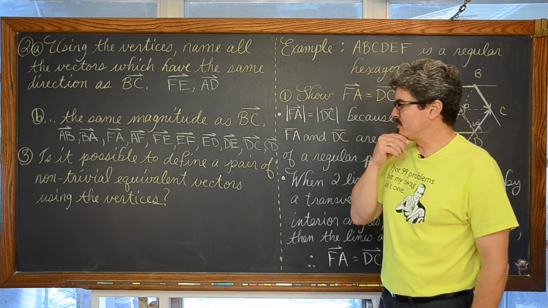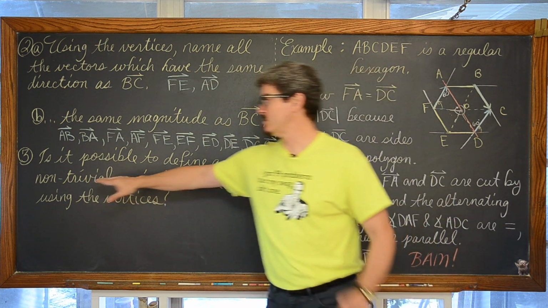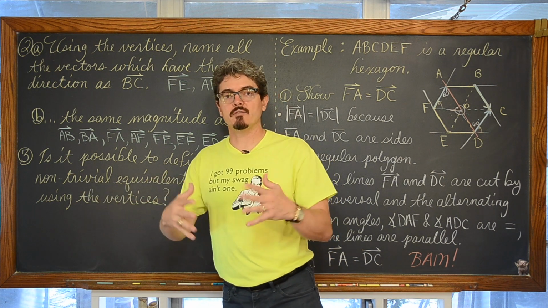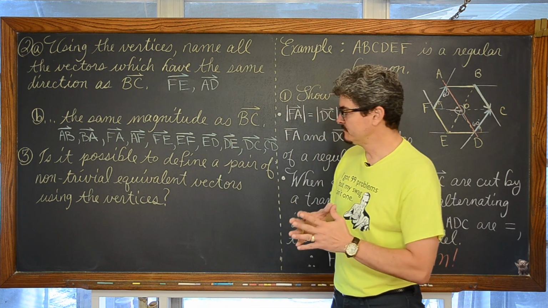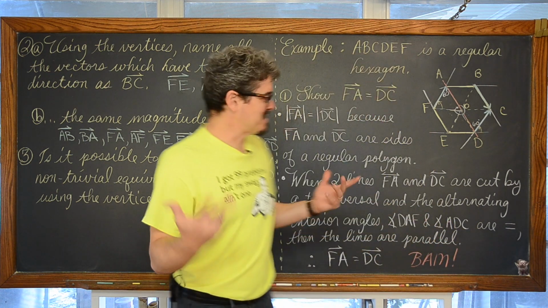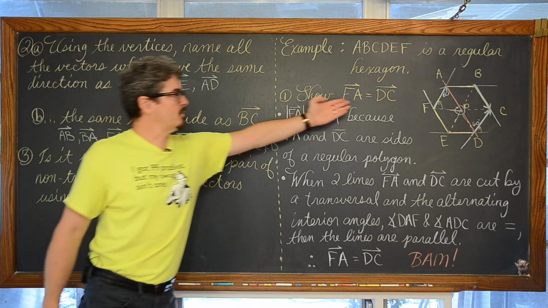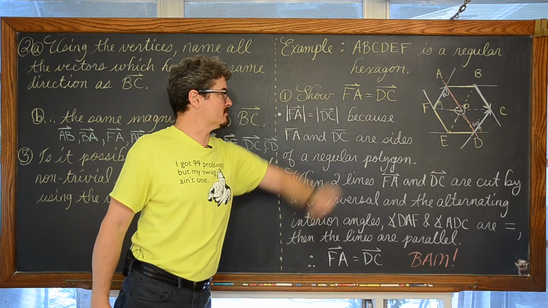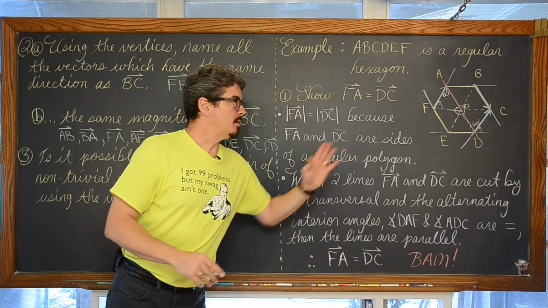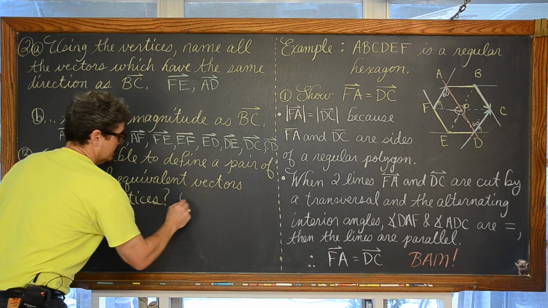Now, is it possible to define a pair of non-trivial equivalent vectors? Okay, so non-trivial. We have to name vectors that do not have a magnitude of 0 and actually have a direction, a directed line segment, right? And equivalent vectors. We've actually already done that. So of course the answer is yes. The answer is not always going to be yes for all polygons, but for this hexagon, that's exactly what we did in part A. We had 2 vectors and we showed through properties of hexagons and geometry that those actually were equal vectors. So yes, of course, we already did it.